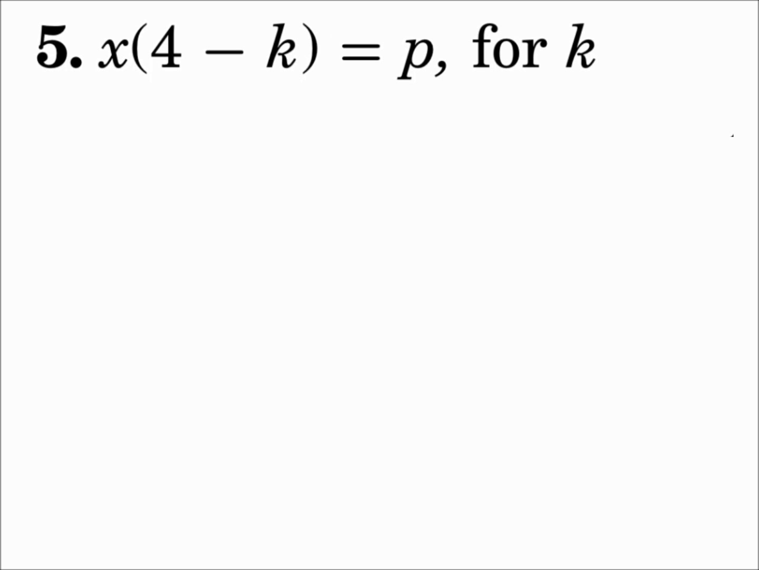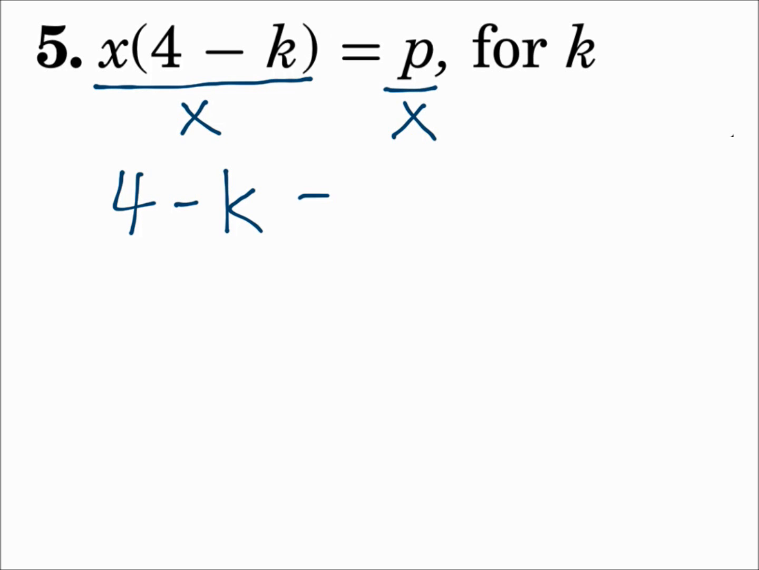Number 5, x times the quantity 4 minus k equals p. Solve for k. Well, I have an x times everything where the k is, so let's get rid of the x and divide both sides by the x. Since it's x times everything else, the x's will cancel, leaving 4 minus k, and that equals p divided by x.